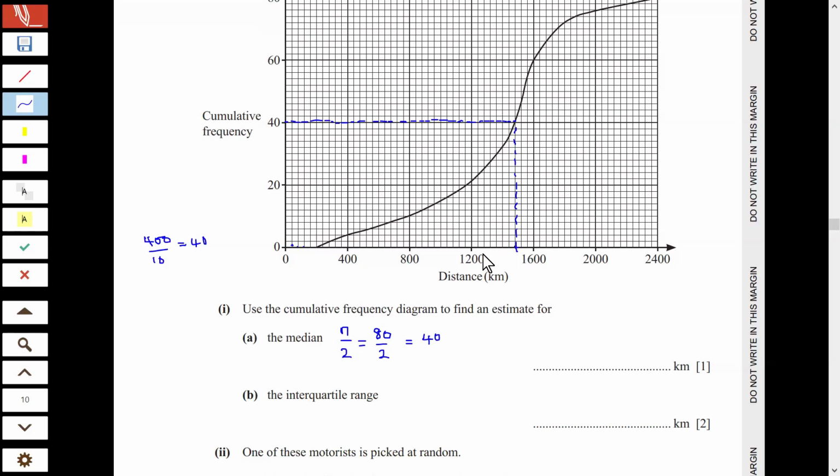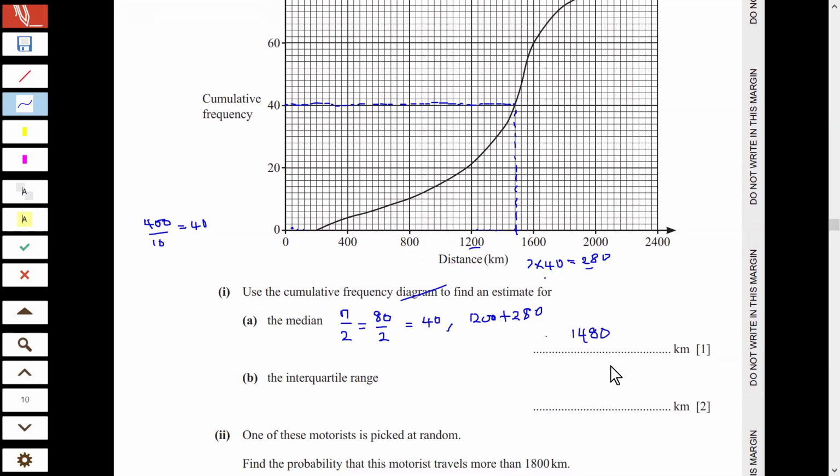So to find this exact value, I'm going to count the number of lines we have here: 1, 2, 3, 4, 5, 6, 7. So 7 times 40 will be 280. I will add this to 1,200. 1,200 plus 280 is going to give us 1,480 kilometers as a final answer to this.